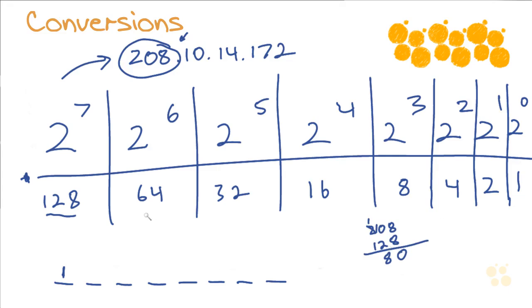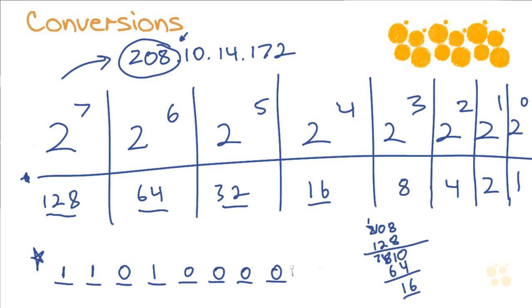Then we move to the next number, 64. Can we take 64 from our remainder? We can, so this bit position is on. 64, we do, oh man, more complex subtraction here. That's a 6, that's a 1, so we have 16 left. Can we take 32 from 16? No, we cannot. Can we take 16 from 16? Yes, we can, and we're done. We can't take 8 from 0. We can't take 4 from 0. We can't take 2 from 0. We can't take 1 from 0. So I propose that 208 converted into binary is 11010000.